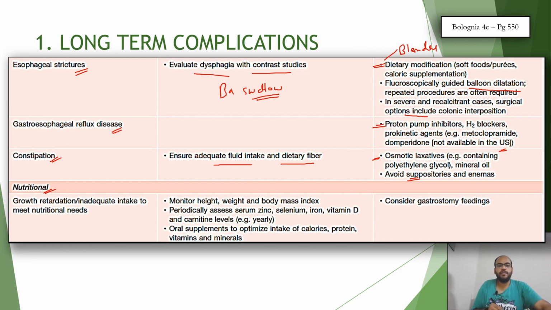In nutritional complications, you can have growth retardation, inadequate intake to meet nutritional needs. Remember, because of the low opening of the mouth and strictures of the esophagus, the child is not able to eat properly. So you monitor the biochemical, the biometric parameters like weight, height, and body mass index. You assess the micronutrients like zinc, iron, vitamin D, oral supplements so that you can optimize the intake of calories, proteins. You blend everything up and feed the child. If the patient is not able to take food through mouth, you might consider gastrostomy feedings so that at least the nutritional requirements of the child is met. Let's move forward.